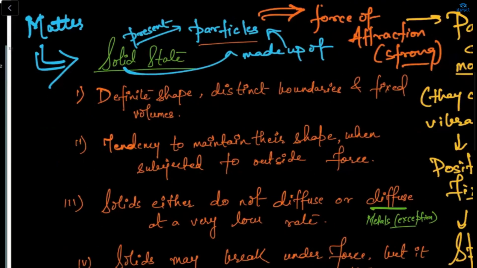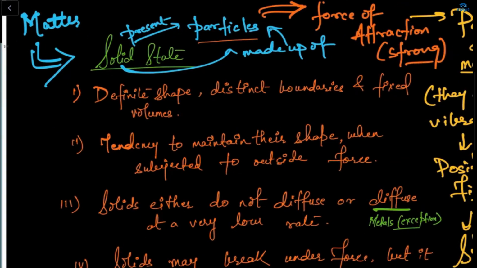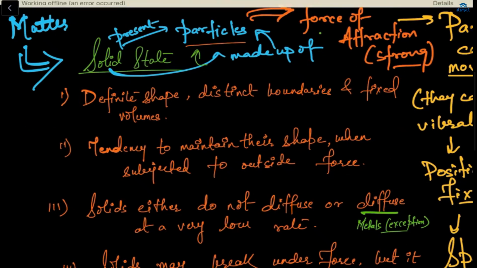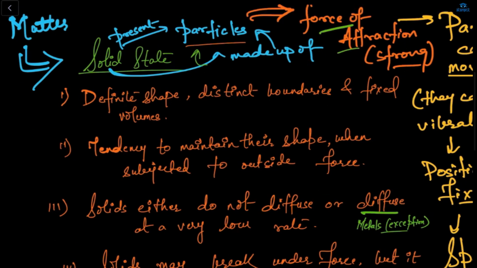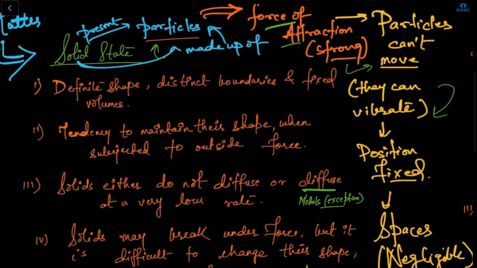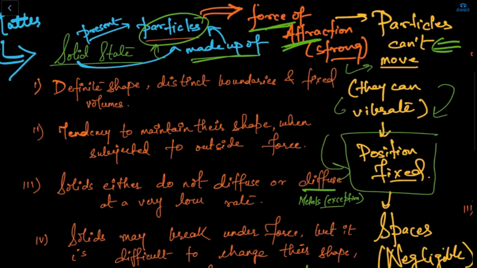Solid state is also matter, and it is made up of particles. Matter is made up of particles, and they have a very strong force of attraction between them. That's why the particles can't move from their own place. They can only vibrate at a fixed position. That's matter, made up of particles with a very strong force of attraction, which can only vibrate in their fixed positions.